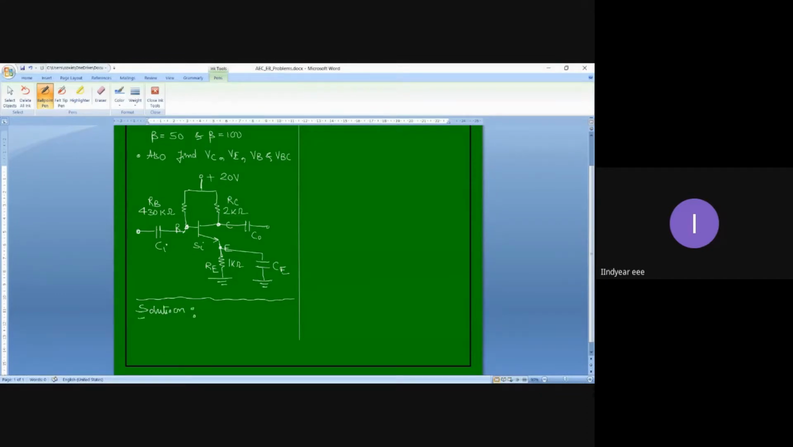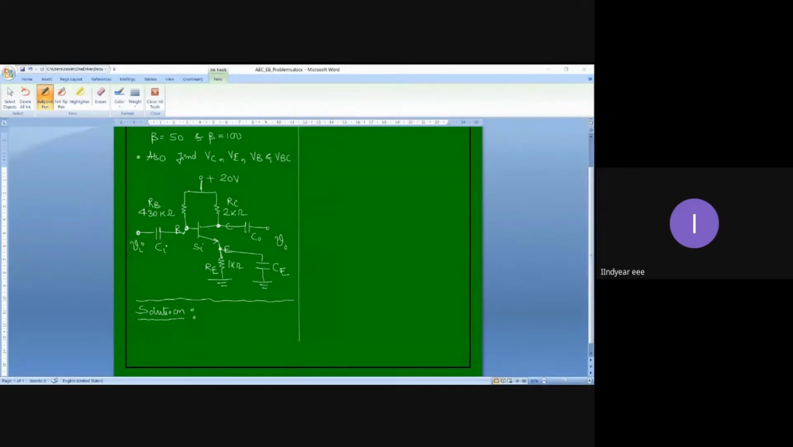Solution. Now the circuit is given, and you have been given the different component values. All resistance values have been given, and you have also been given the capacitor connections. So this is your AC input VI, and this is where you will observe your AC output.